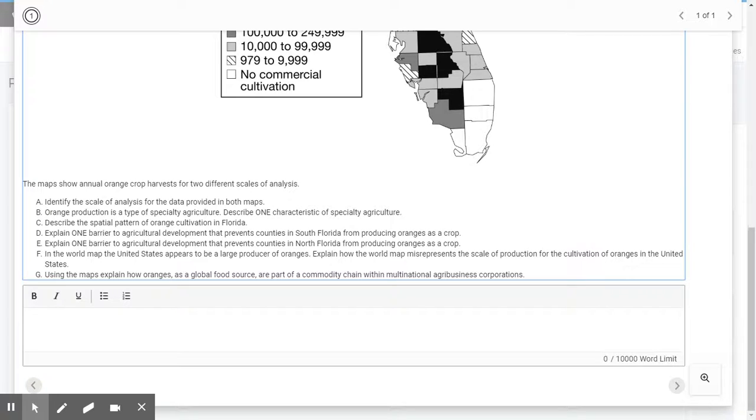Okay, back to the question. You gotta explain how oranges are part of the commodity chain with these multinational corporations. So you got a few different ways here. It's essentially asking how oranges are part of something bigger. And if you phrase it that way, you got a few different options here.